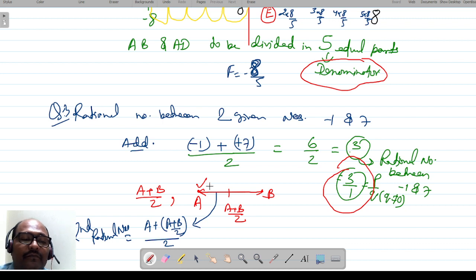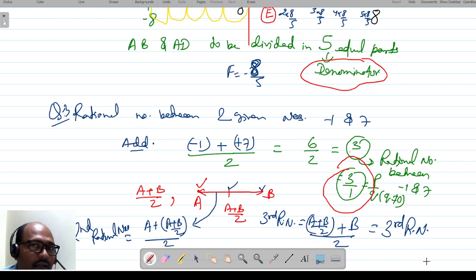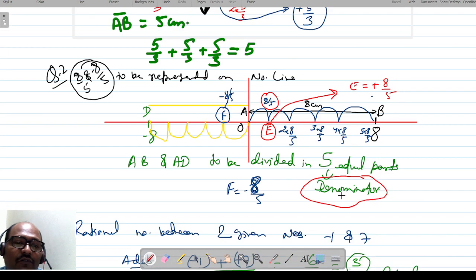Similarly, when we want to identify the third rational number, you take a plus b by 2 and b as the end points. Add them and divide by 2, and you will get the third rational number. So similarly, friends, we will be able to identify any number of rational numbers between two given rational numbers. I hope you are able to understand the concept behind the shared questions.